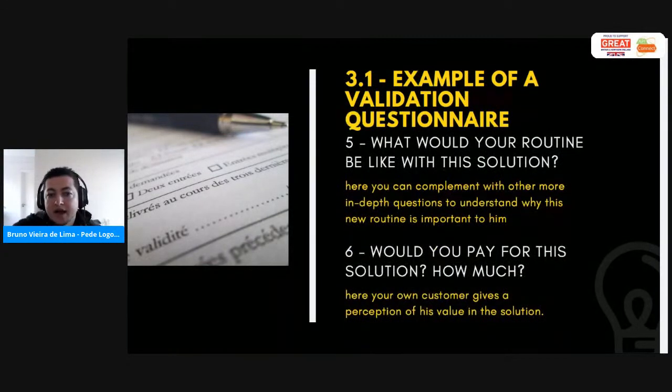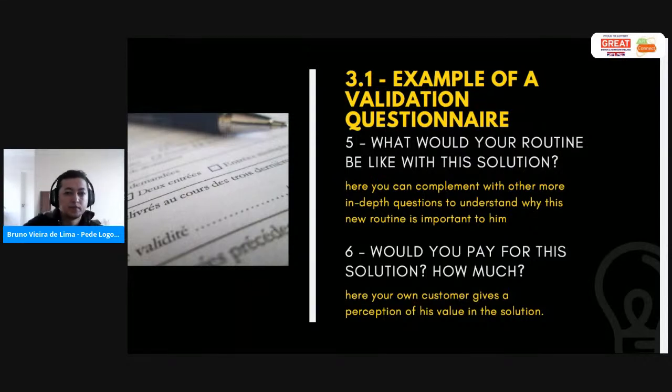And now that he has imagined the solution, ask him how his routine would be without this problem, or what his routine would be like with this solution. Here you understand the real value that the solution he invented would add to his day-to-day. You can follow up further on that question to understand why this new routine is important to him.